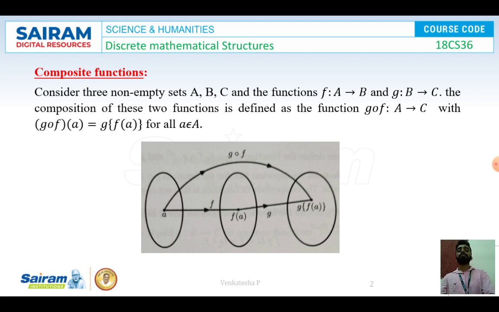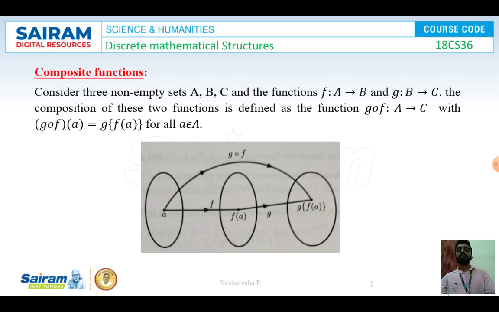So consider 3 non-empty sets A, B, C and the functions f from A to B and g from B to C. Then the composition of these two functions is defined by the function g o f, which is a mapping from A to C, with the condition that (g o f)(a) is equal to g(f(a)) for all a belongs to A.